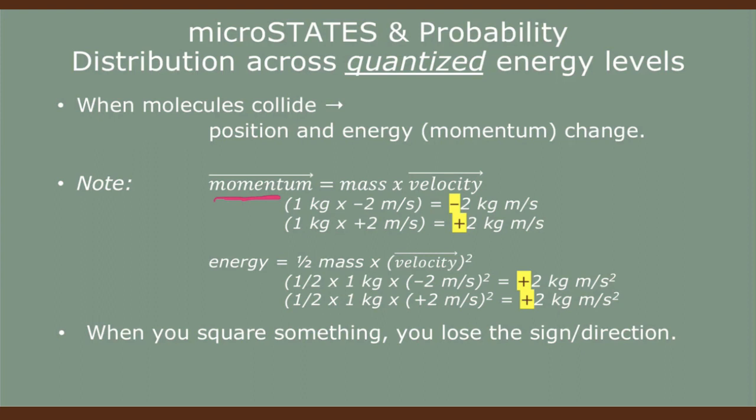Energy is kind of the same thing, but instead we're going to square the velocity. And anytime you square something, the sign falls off. So if you square minus 2, it becomes positive 4. If you square positive 2, it becomes positive 4. The formula for energy is half times the mass times the velocity squared. And what we end up getting is positive results for everything. Sometimes we want to know the direction and other times we don't, but all we're saying here is that things are moving, and their mass and their velocity all matter.